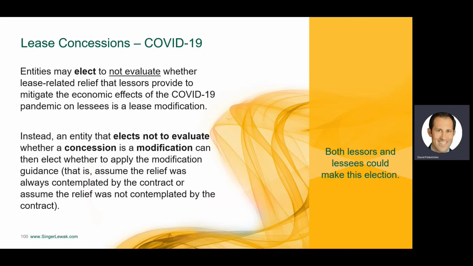So we can elect to not evaluate whether lease-related relief the lessor provides to mitigate the economic effects of COVID-19 on a lease is considered a lease modification. Instead, the entity would elect not to evaluate whether a concession is considered a modification. They can elect whether or not to apply the modification guidance. So they can assume the relief was always contemplated by the contract or assume that the relief was not contemplated by the contract, and they can choose an approach either way. Both the lessor and the lessee can make this election, and they do not have to be tied to each other. So the lessor can make a different decision than a lessee could for the same lease.